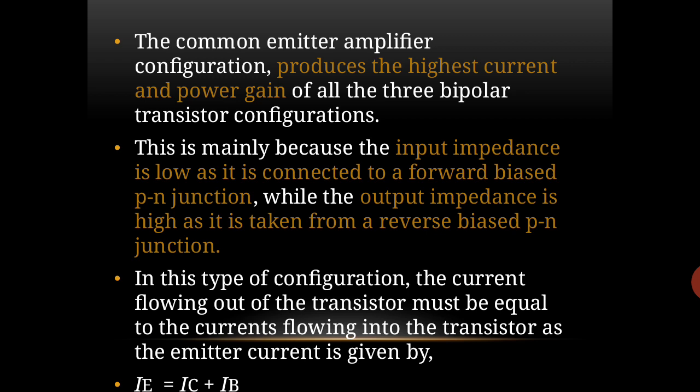In this type of configuration, the current flowing out of the transistor must be equal to the current flowing into the transistor, as the emitter current is given by. Now see, the total current flowing through the transistor is the sum of the collector current and the base current, by Kirchhoff's current law.